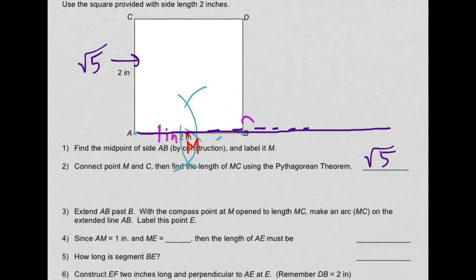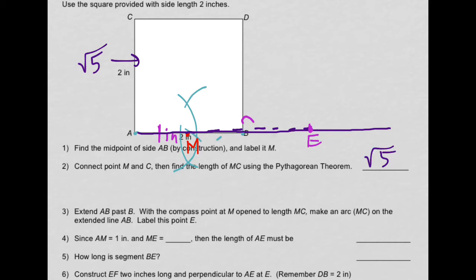Now, this is not a scientific measurement here. This is just a rough representation. Your compass is going to be a lot more precise. So we swung that measurement of MC down over to our line extended past B, and it asks us to label the point E.